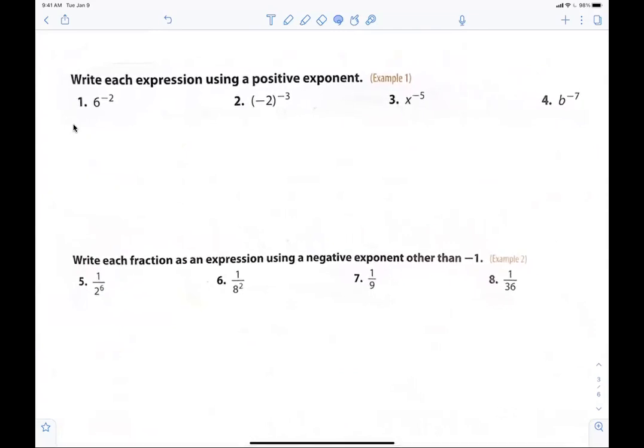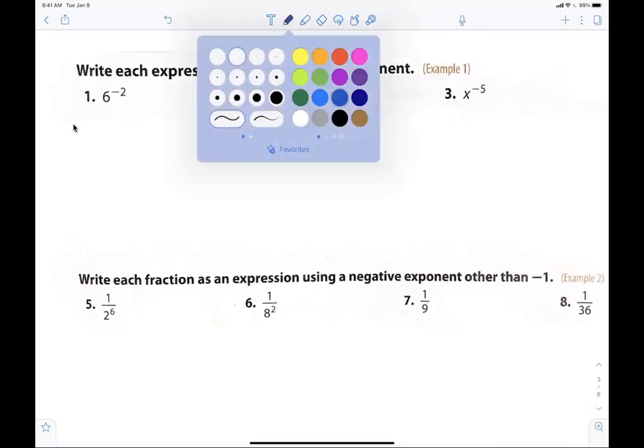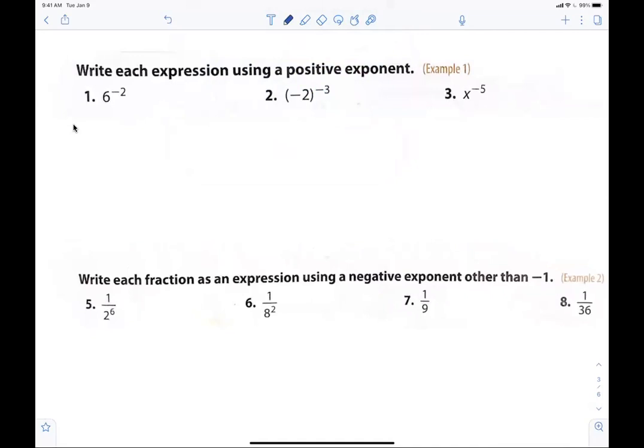All right, again, I kind of like going around the room, giving everybody a shot. It says, write each expression using positive exponents. I don't want the numerical answer. I want positive exponents. So let's see if Aiden has been paying attention. What is 6 to the negative 2? All you have to do is write the answer. Tell me what you're thinking. Remember, it has a negative exponent, so you just have to move it. So what is it? 1 over 6 to the second power.